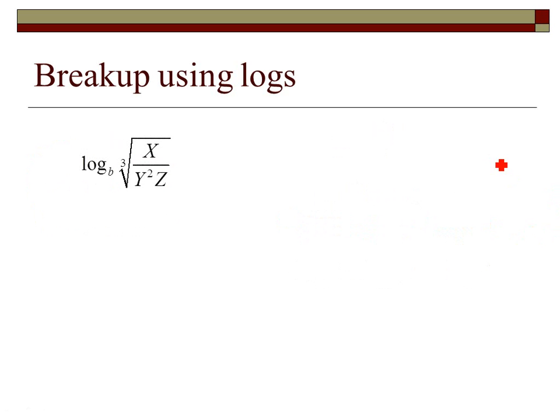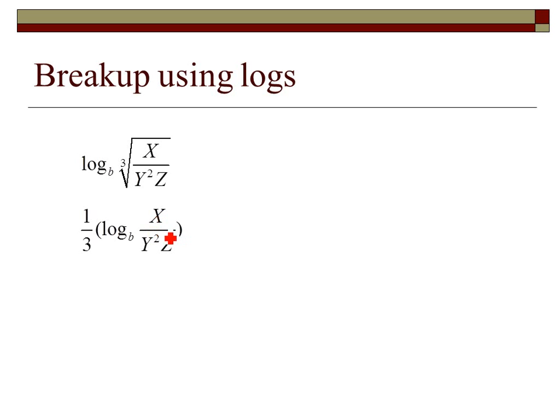Okay, this one though is a bit more complicated. The cube root affects all the stuff on the inside. So when you have something that's affecting everything, we got to worry about parentheses. So I've got x over y squared z, raised to the 1/3. So I got 1/3 log base b of x over y squared z.